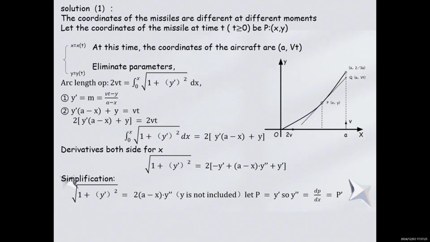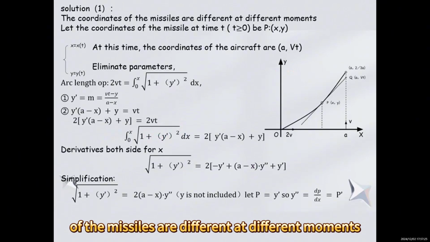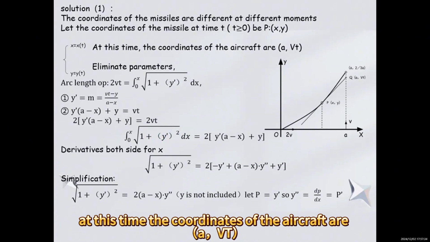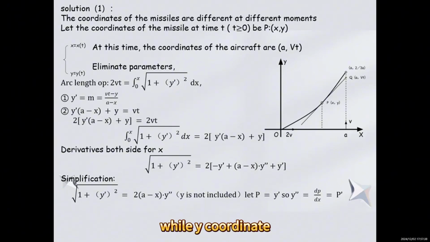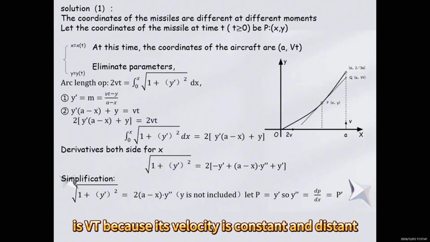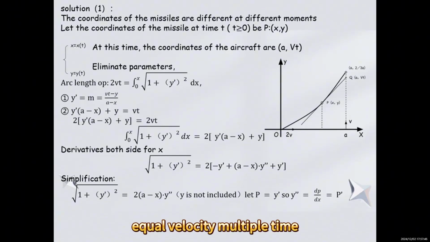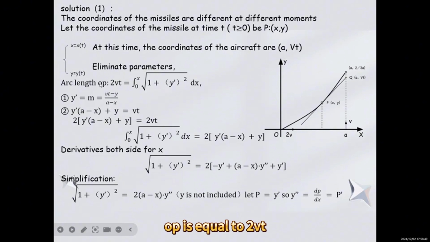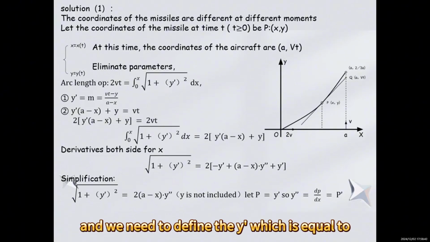First, the coordinates of the missile are different at different moments. Let the coordinates of the missile at time t be P(x, y). At this time, the coordinates of the aircraft are (a, vt). The y coordinate is vt because its velocity is constant and distance equals velocity multiplied by time. The following step is to eliminate parameters, and the arc length OP is equal to 2vt, and we need to define y prime, which is equal to the gradient.